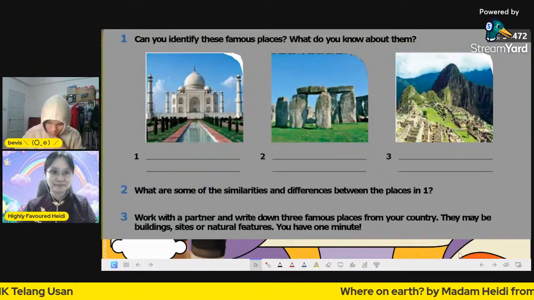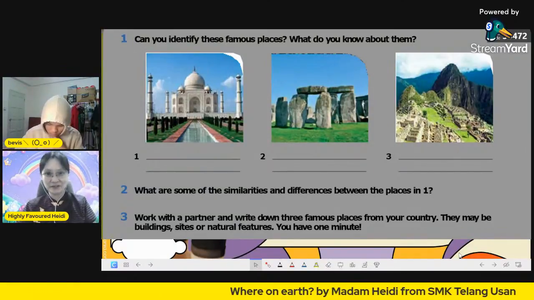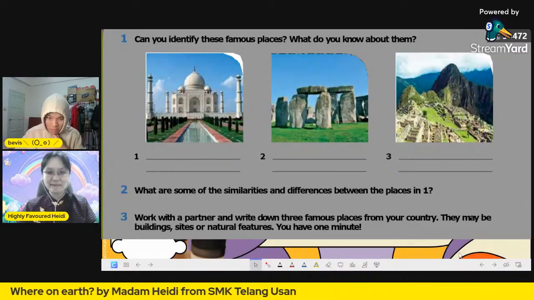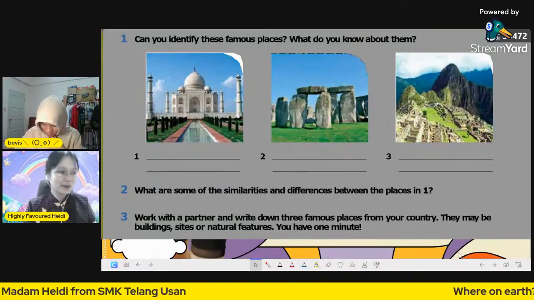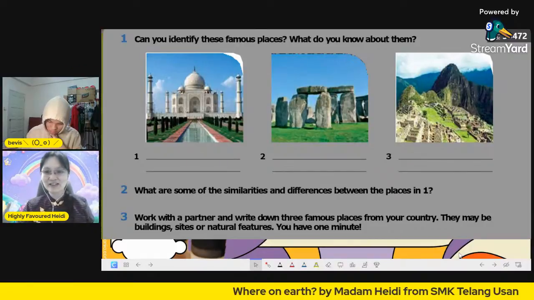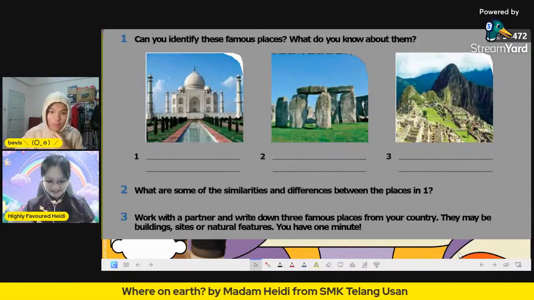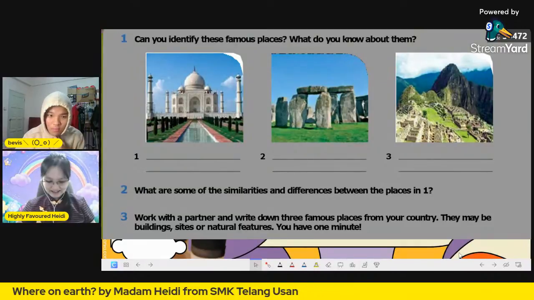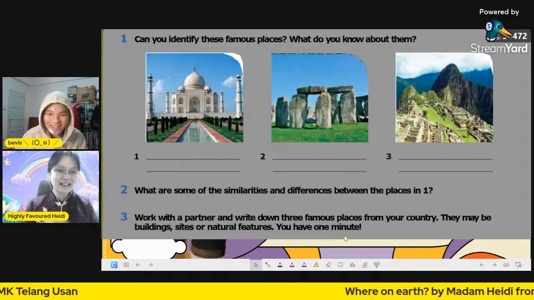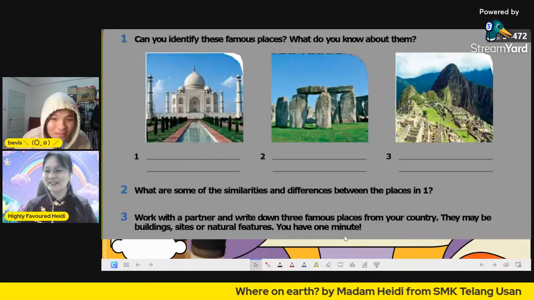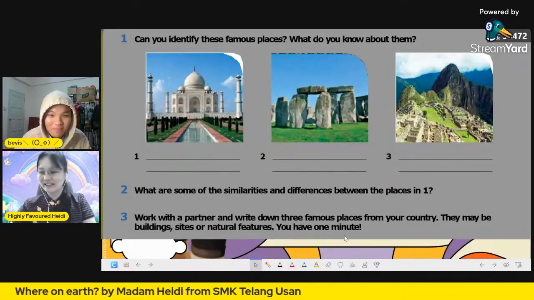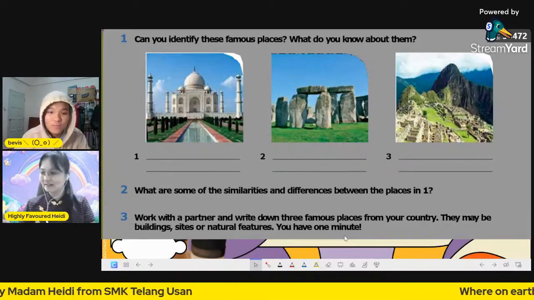Okay, so this one. Can you identify these famous places? What do you think? What do you know about them? Maybe Rasma, Diana, and Bevis, maybe you can type in the chat box. Do you know the name of these three places? Not really, because I think we don't travel around the world. All right, let me tell you then what the names are.